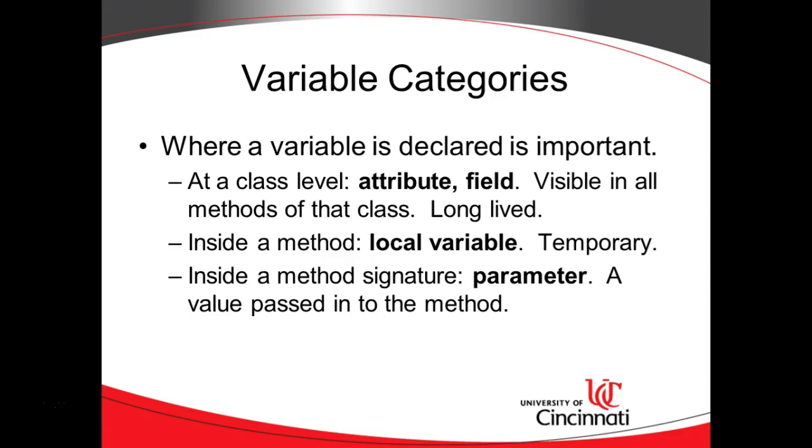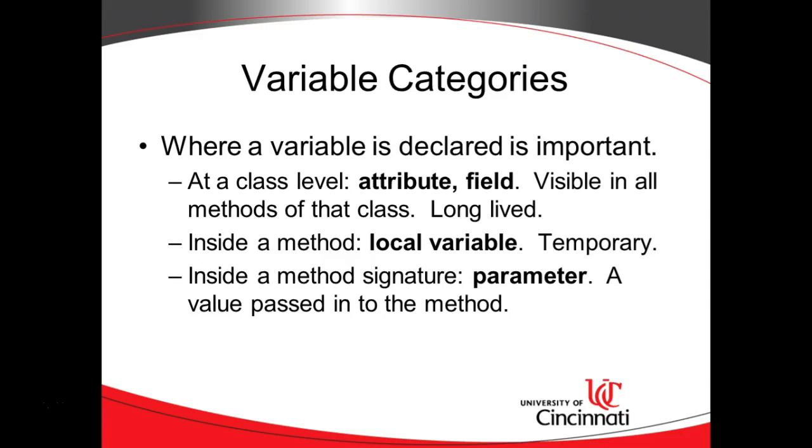A local variable is declared within a method. It's only usable from the point where it is declared until the close curly of the block where it is declared. Block could be a method block, in other words, the open and close curly for a method. Could be an if test block, the open and close curly for an if test. A for loop block. Any open and close curly constitutes a block. So a local variable is only alive from the point where it's declared until the close curly of the block where it was declared. It's short-lived.